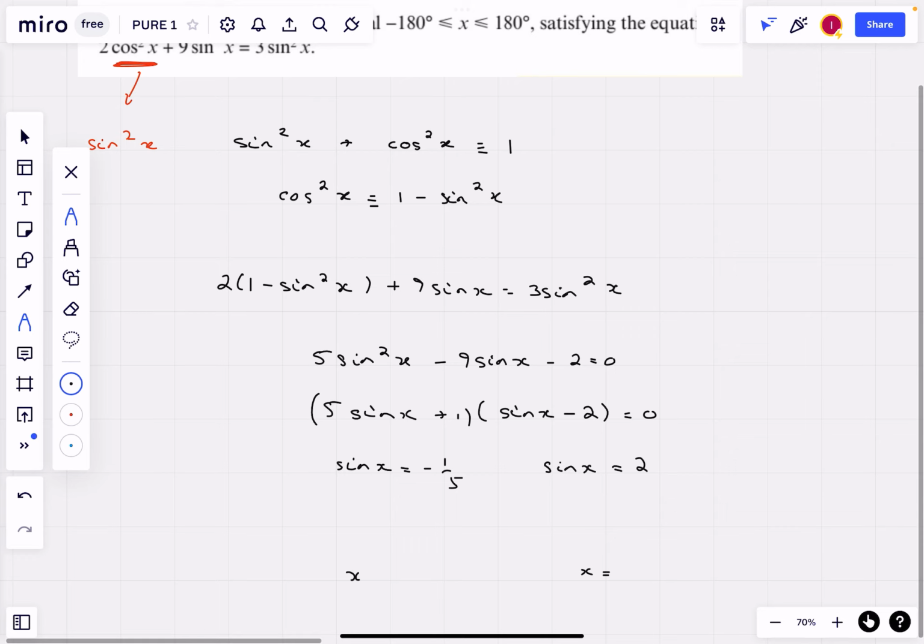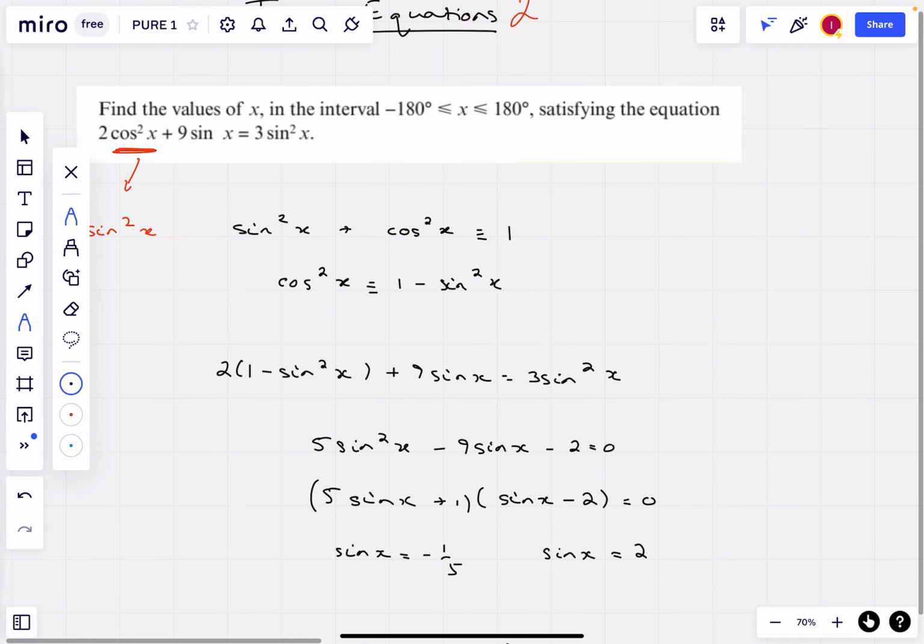So in the case of sine x equals 2, this would give you no solution, because sine x has a maximum of 1. In the other case, we're going to solve for that. So sine inverse of minus 1 over 5, and we get minus 11.54 degrees.